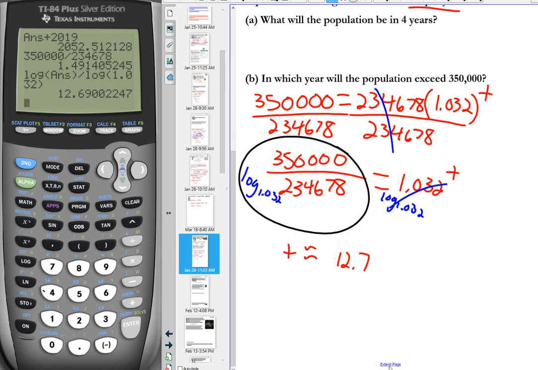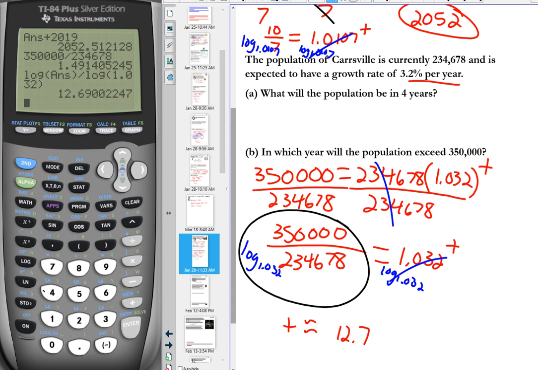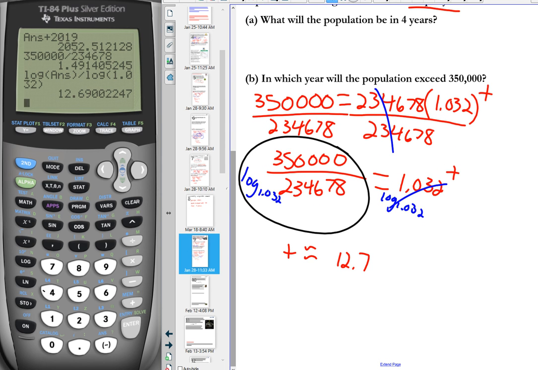It's going to take about 12.7 years. Now, they want to know in which year. Well, it says currently. So let's assume that this is 2020. What's going to be 12 years from now? Right now we're in 2020. Should be in the year 20... Would you round up to?